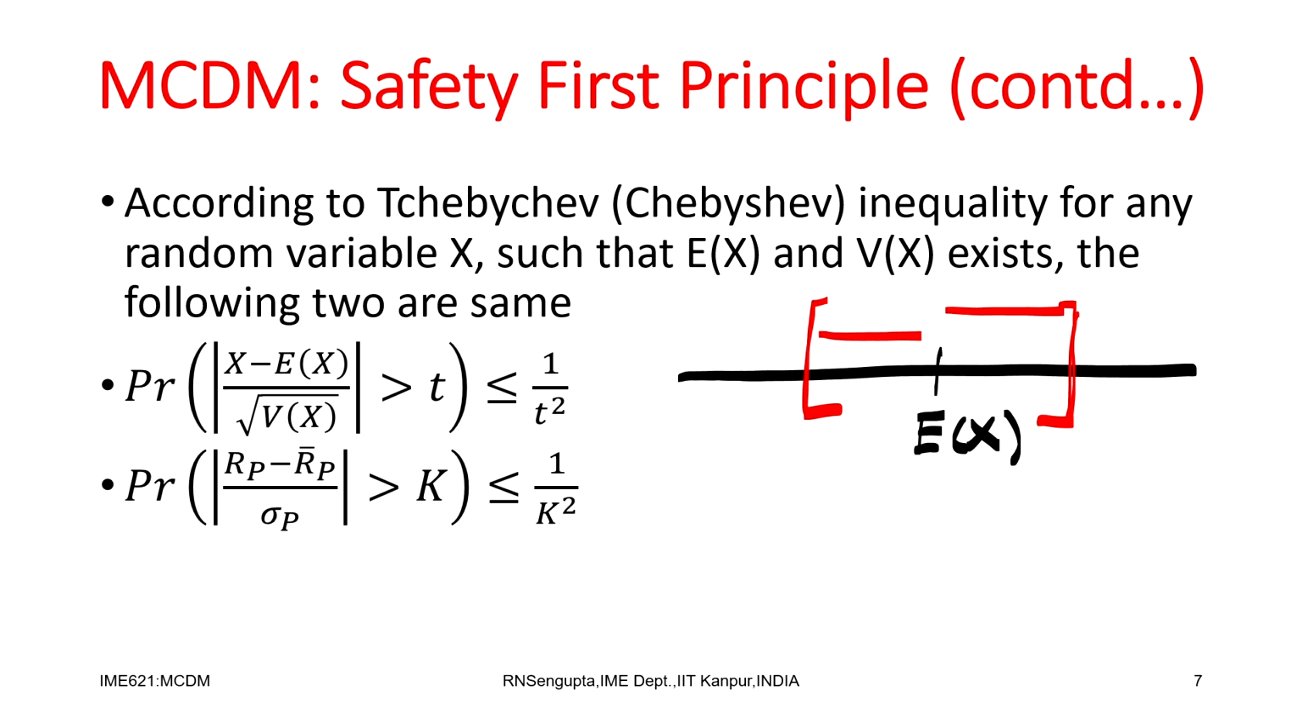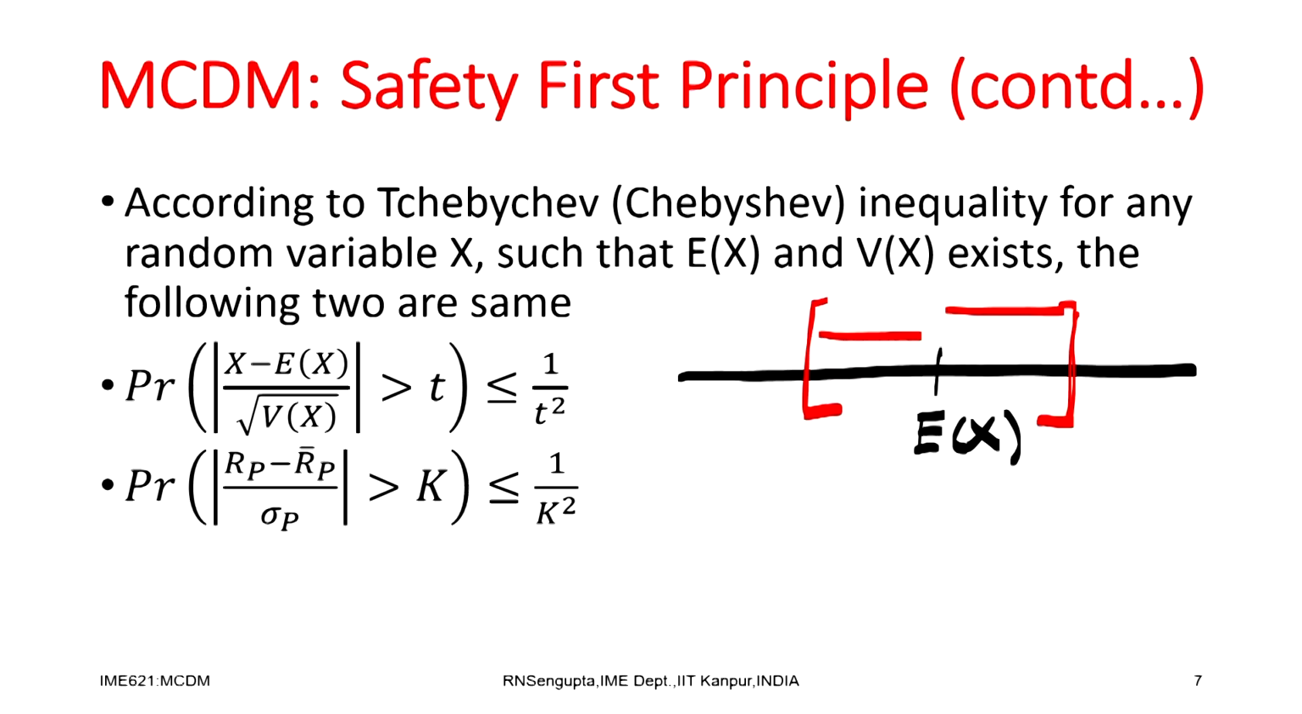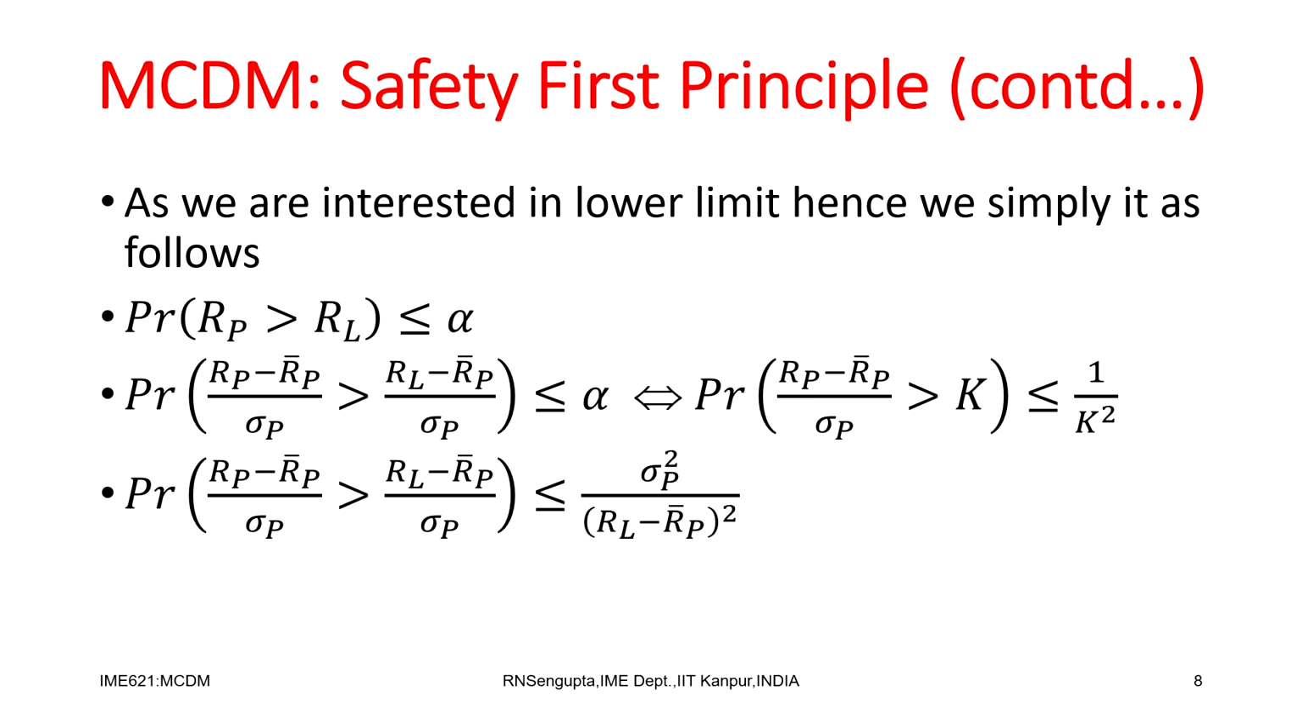Now, in case I replace x by RP, the random variable, expected value Ex by RP bar, which is obvious, and square root of variance, which is standard deviation for random variable x, would be replaced by sigma p. So, x is replaced and the random variable is now RP, and its corresponding mean and standard deviation have come. So, if this is greater than some k, it will always be less than or equal to 1 by k square according to Chebyshev's inequality. Now, consider how k can be calculated. As we are interested in the lower limit, hence we simplify it as follows.